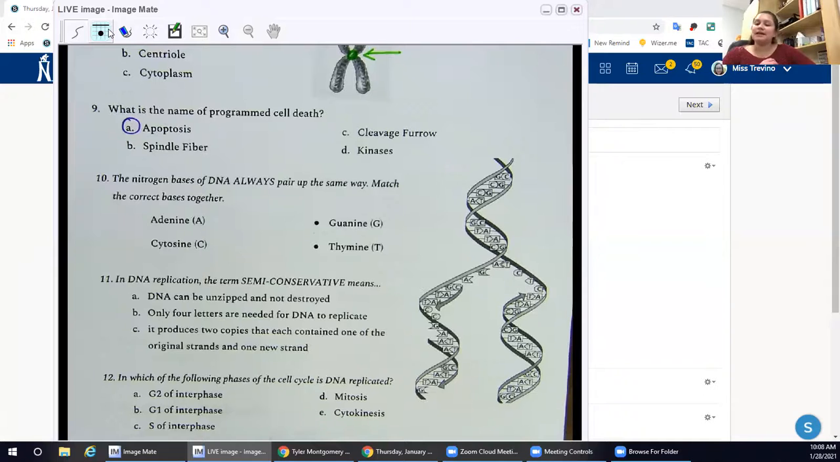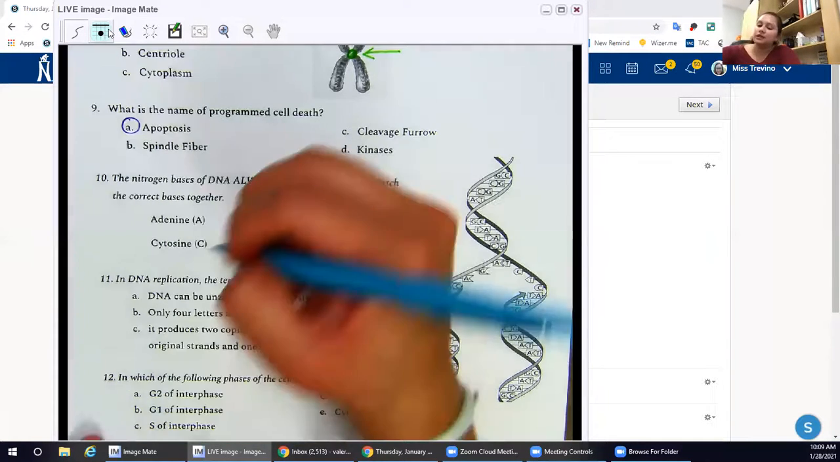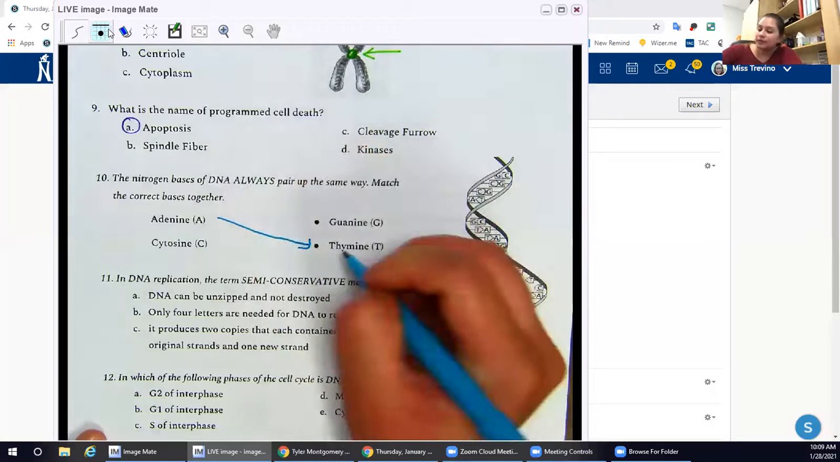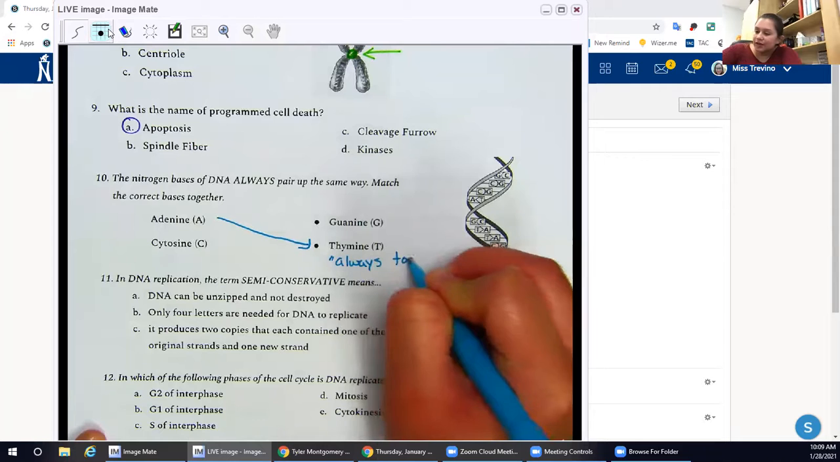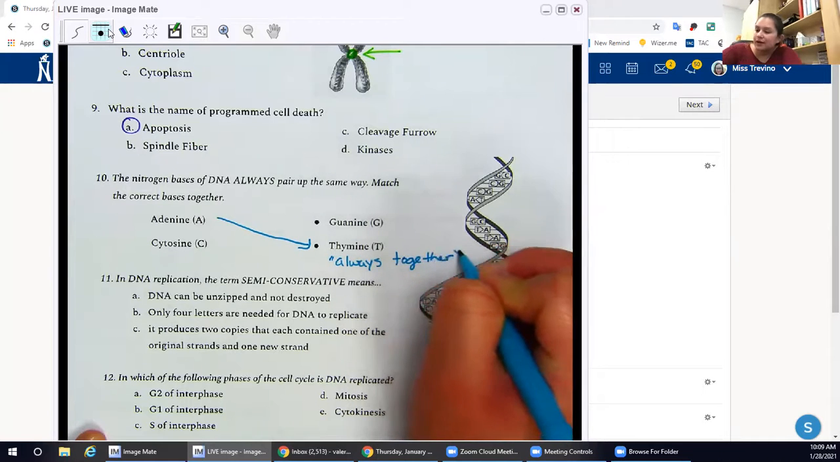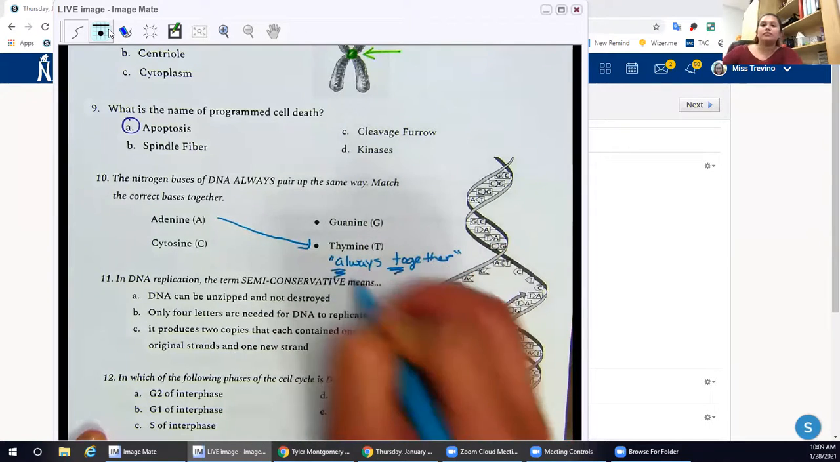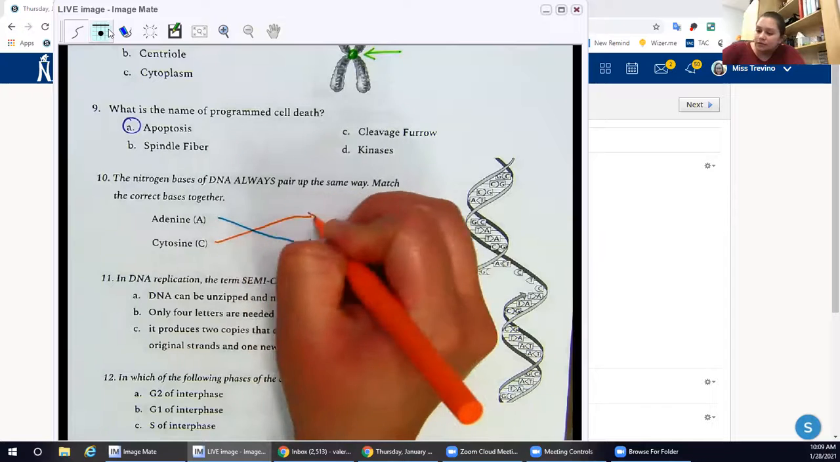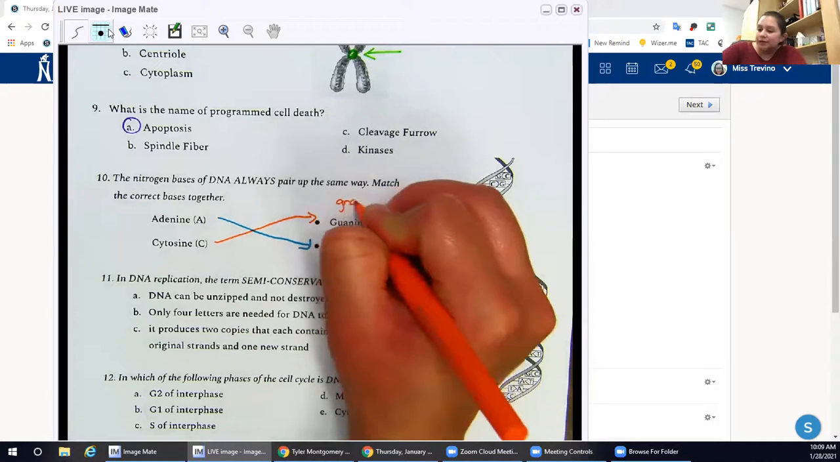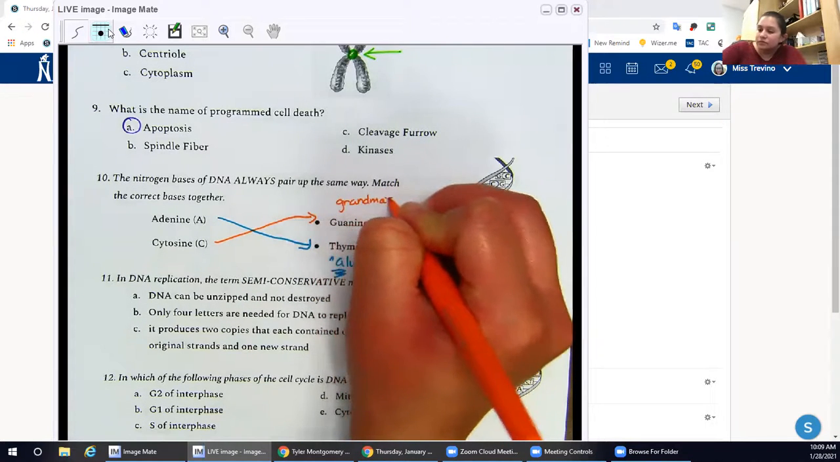Number 10, the nitrogen bases of DNA always pair up the same way, match the correct bases together. Well, adenine is going to go with thymine, always together. That's how I remember that one. And then cytosine is going to go with guanine. And I always remember grandma's cookies.